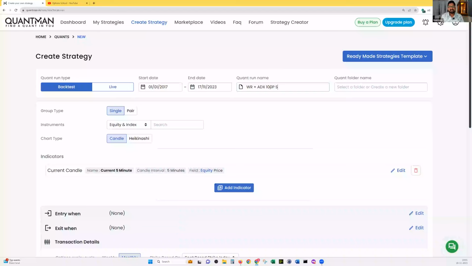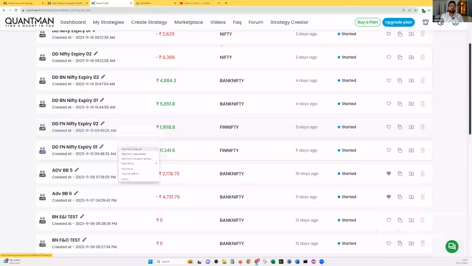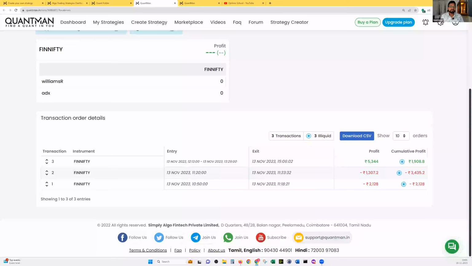Now for the instrument, I'm going to use Bank Nifty. The same can be used for Fin Nifty as well as everything else. Let me show you the strategies I have done till now. I'm using the same strategy. You can see there were 2-3 trades taken on the expiry day. The first trade lost almost 2,000-3,000, then one trade made 5,000, and it came to a cumulative profit.